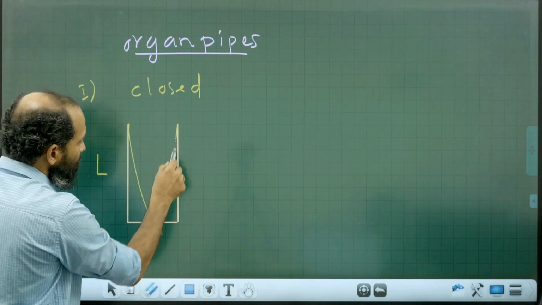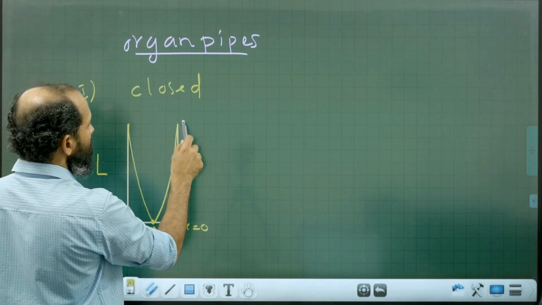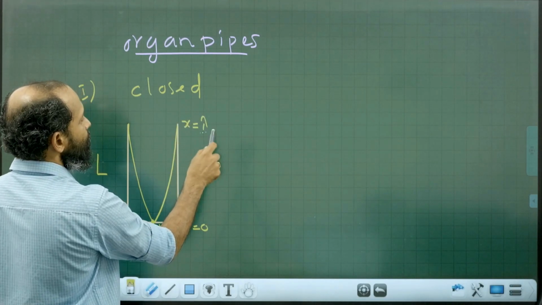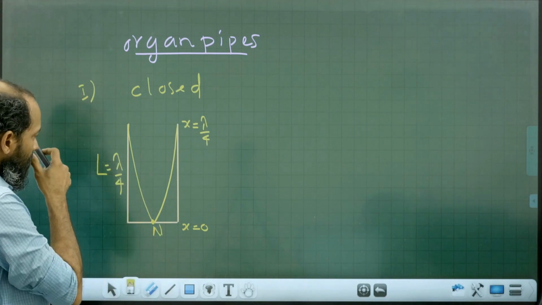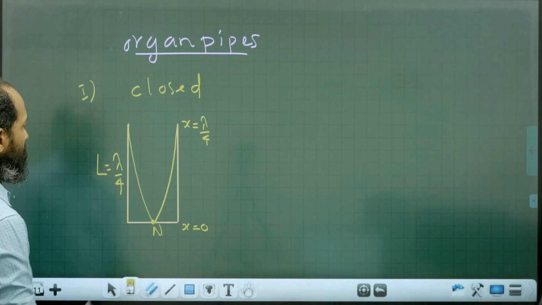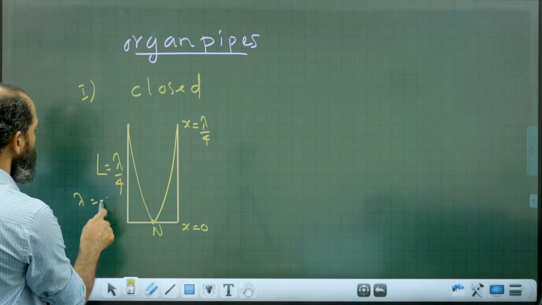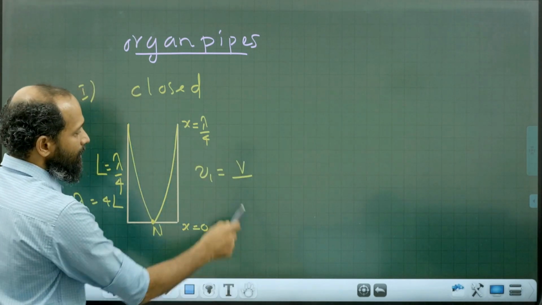So the first possibility of the diagram is this. Here x is equal to 0. The next antinode is at x equal to lambda by 4. So you will get the L lambda relation, L equal to lambda by 4. Then L by lambda is 1 by 4. That means lambda is equal to 4L. So the fundamental frequency is V by lambda, where lambda is 4L.